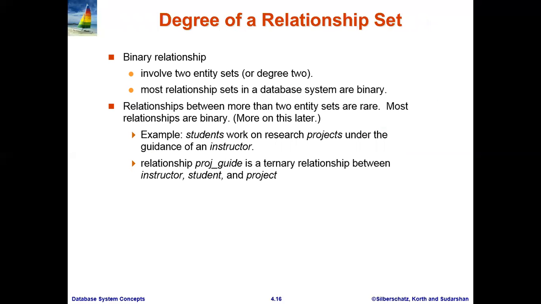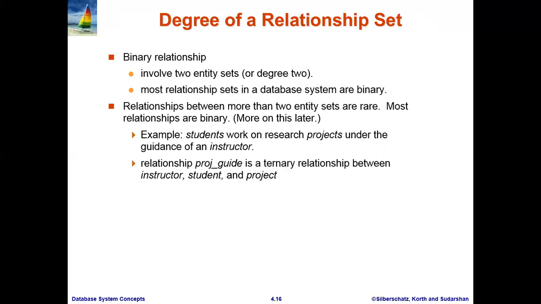Now we'll see the degree of a relationship set. Degree of a relationship set involves two entity sets. When the degree is 2, and when there are two entity sets present in the relationship set, then those are called binary relationship sets. Most relationship sets in the database system are binary.